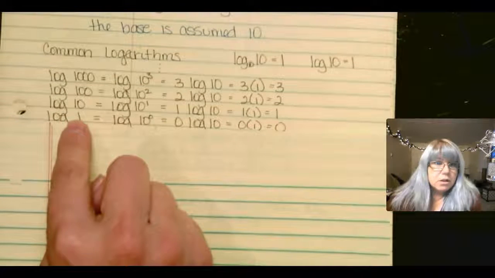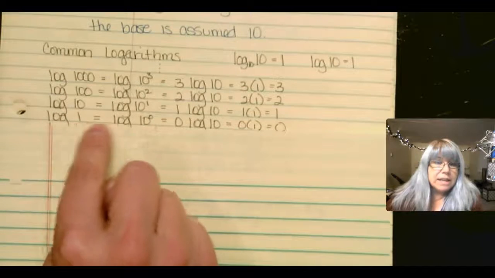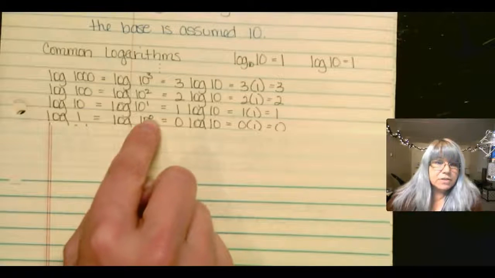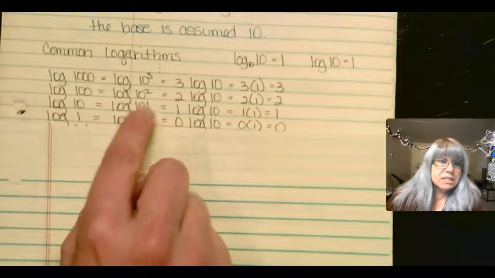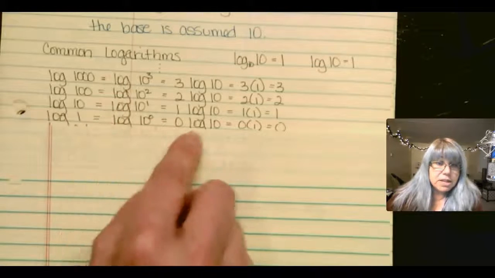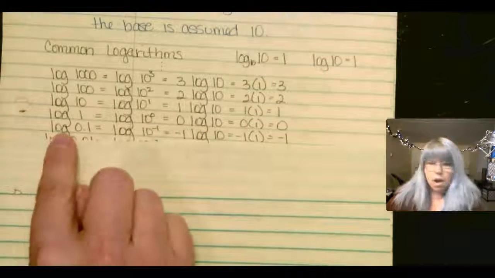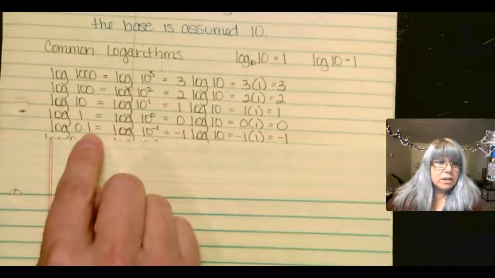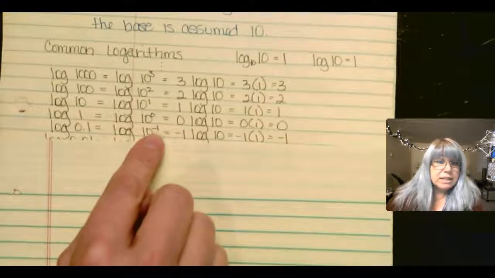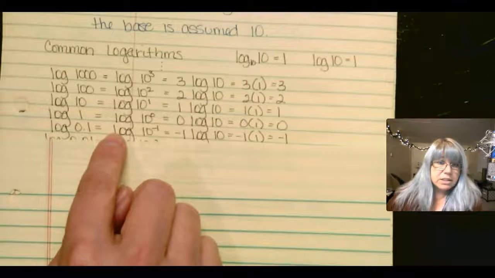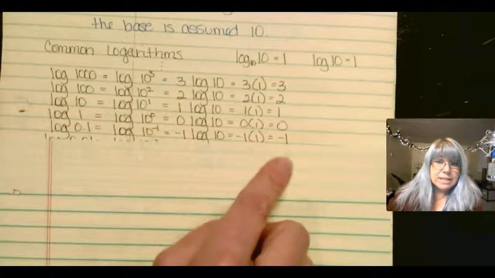Log 1. Well, log 1 we can rewrite as log 10 to the 0 power. Bring the 0 down front. 0 times anything is 0. Log 0.1, I can write that as 10 to the negative 1. Bring the negative 1 down front. So negative 1 times 1 is negative 1.